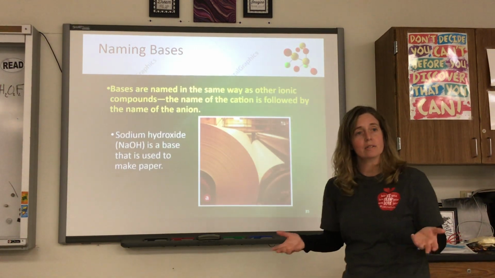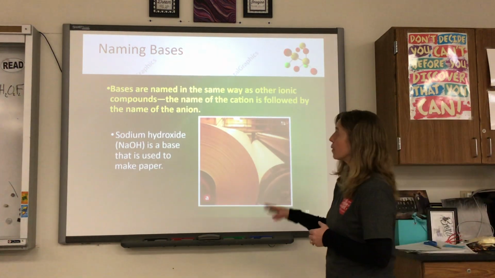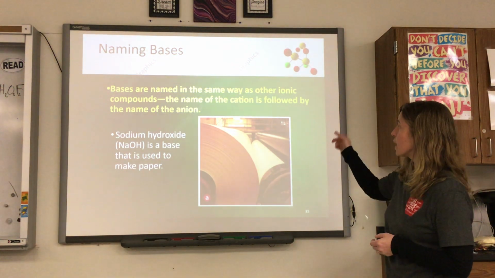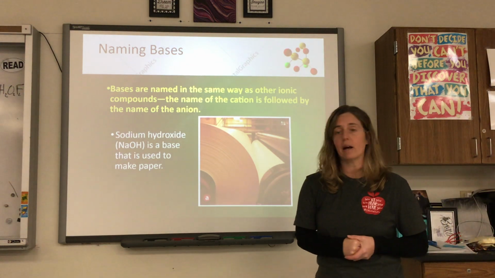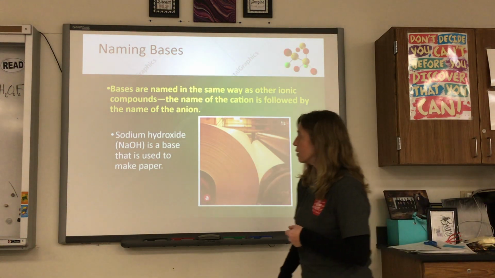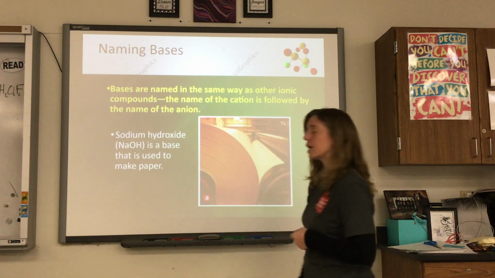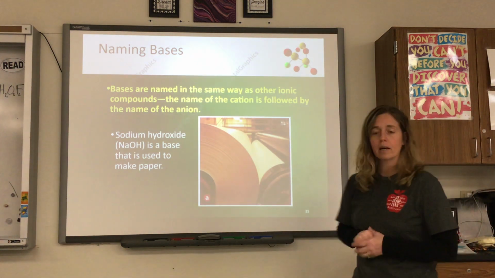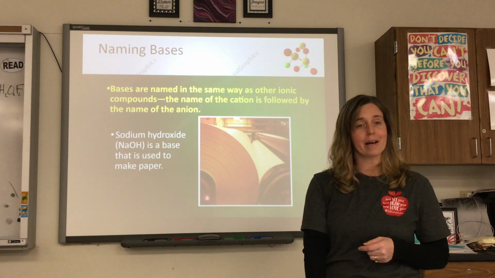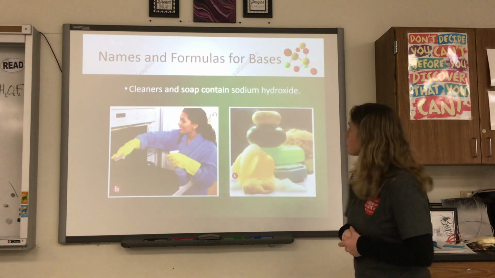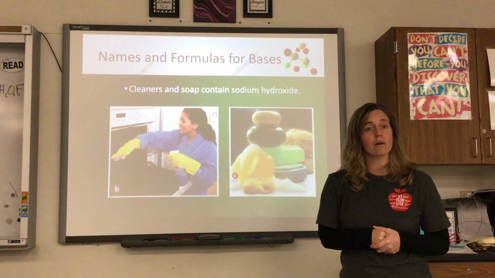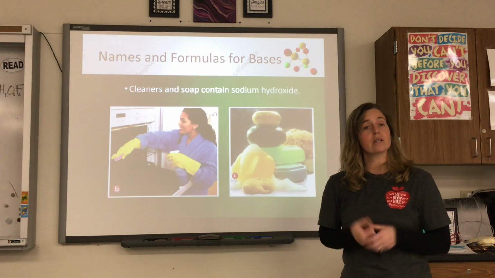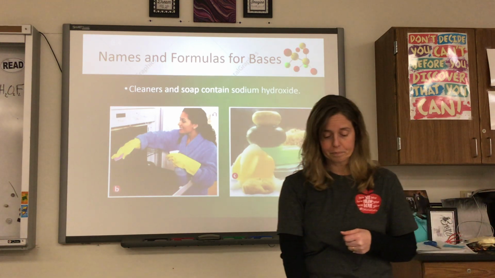Okay, now bases. What about bases? Bases are super easy because they are named in the same way as other ionic compounds. The name of the cation is followed by the name of the anion. Sodium hydroxide, which is NaOH, is a base that is used to make paper. They actually coat trees with it and they use it to make paper, okay, that you use every day. Cleaners and soap contain sodium hydroxide as well. So we use those to clean our body and we use those to clean different things in our house, okay?